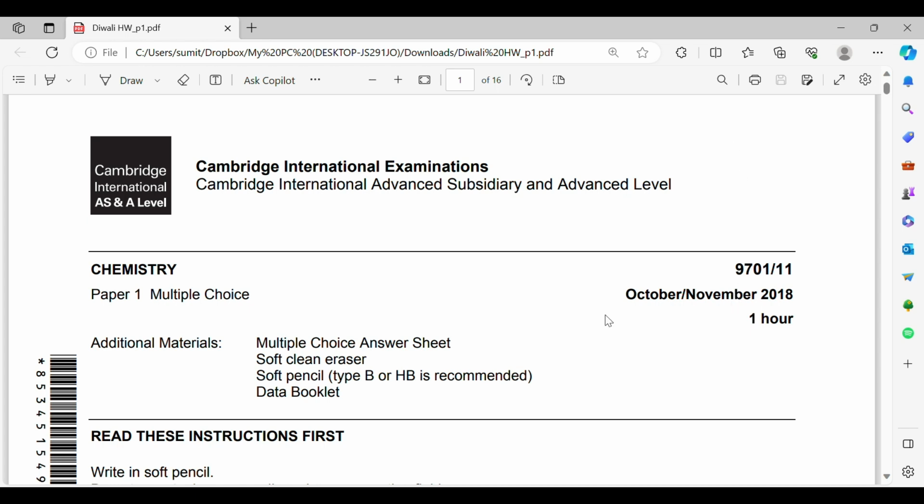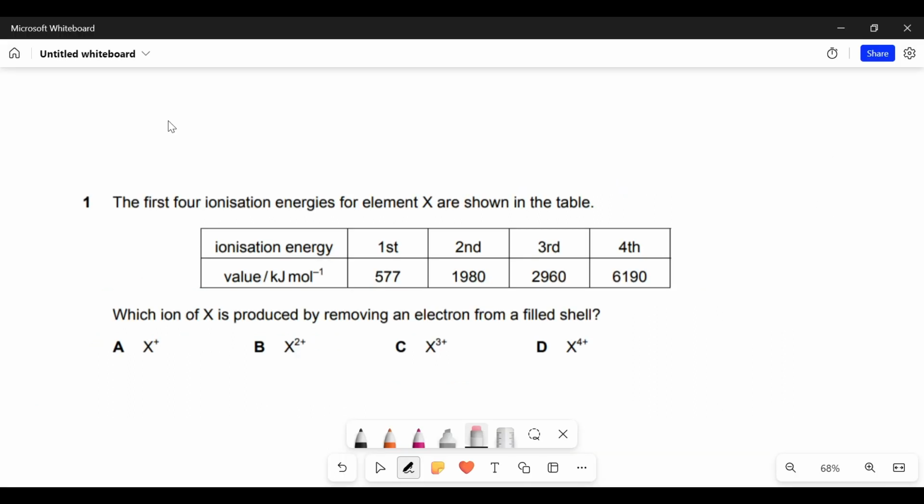Today we'll be solving past paper from year 2018 October-November series, paper code 970111. Let's look at question number 1, which says the first 4 ionization energies for element X are shown in the table. Which ion will be produced by removing one electron from a completely filled shell?